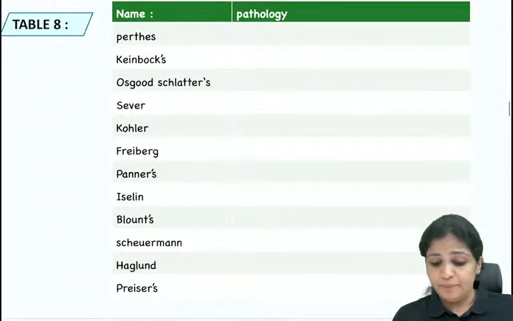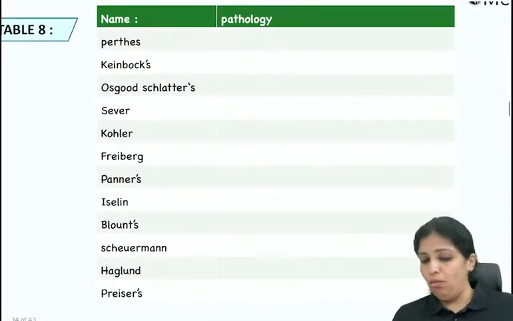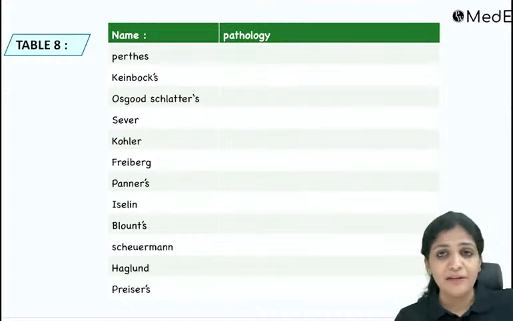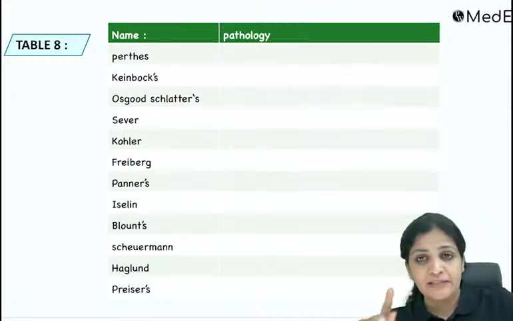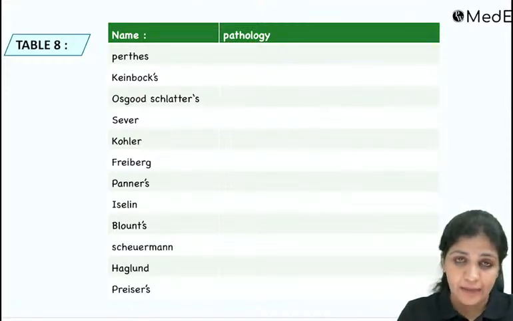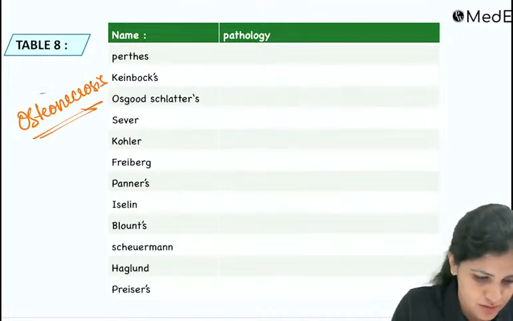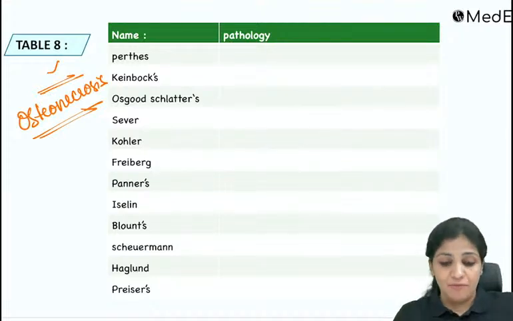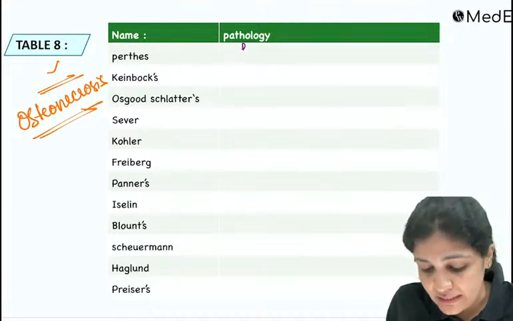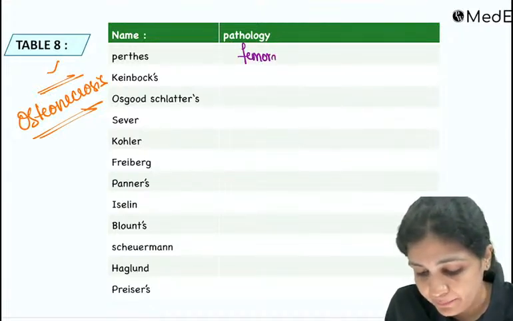Excuse me for that. So now we have finished the angles. These are certain names which are given to osteonecrosis. Osteonecrosis, whenever this osteonecrosis occurs in case of femoral head.